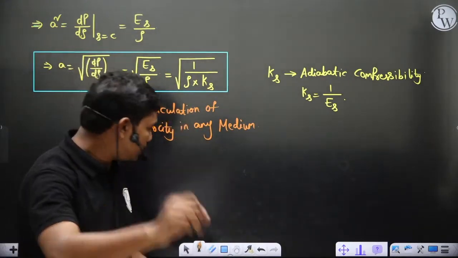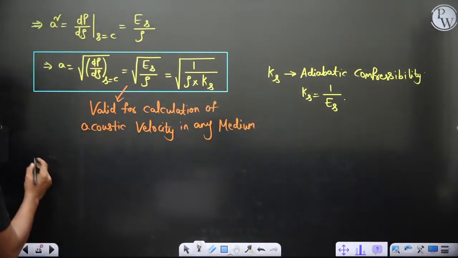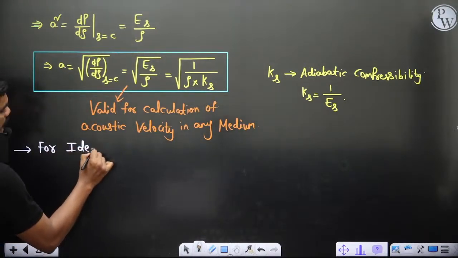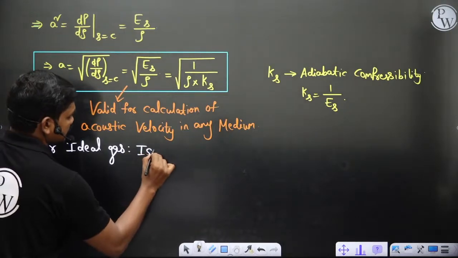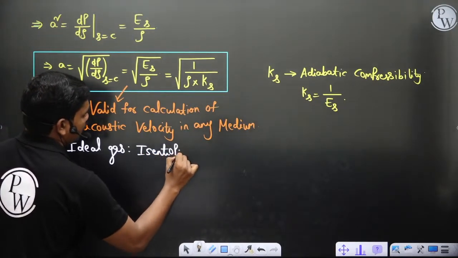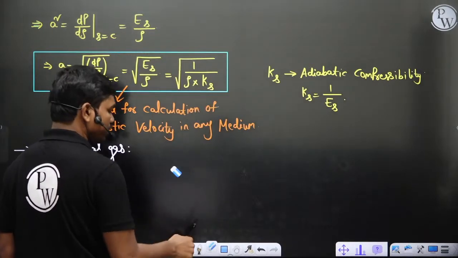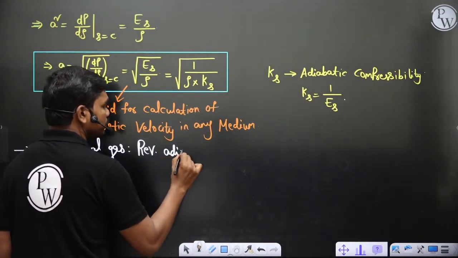Clear? Last 5 minutes, I just want to show you one last thing. So for ideal gas, definitely isentropic process, isentropic reversible adiabatic process. Let's write reversible adiabatic process.